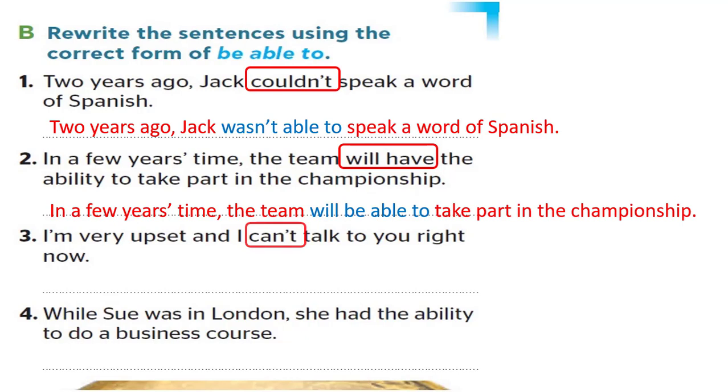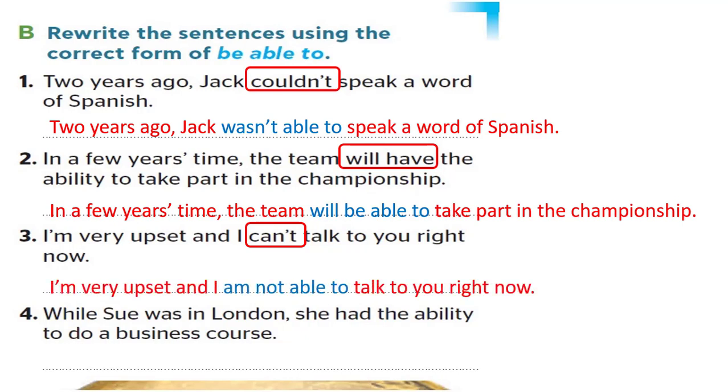Pay attention to can't. So a correct form of be able to in the present will be am not able to. So the answer is I'm very upset and I'm not able to talk to you right now.